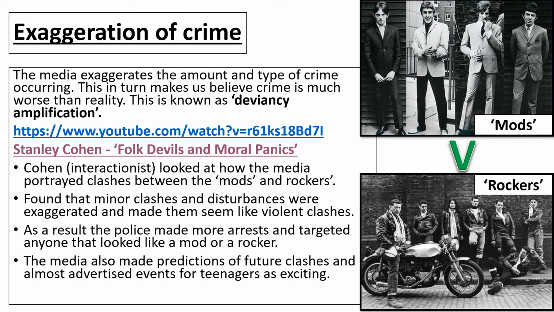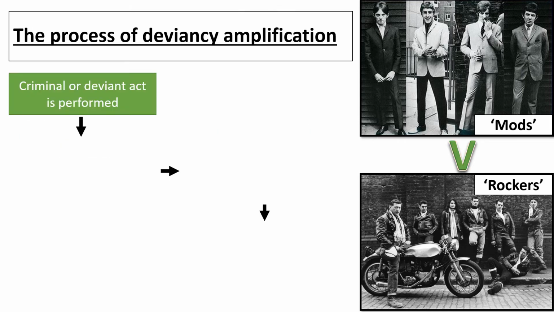The media also made predictions of future clashes, which almost acted like an advertisement for teenagers. They would indirectly advertise that another violent outburst was going to occur. For example, in the clip, it talks about how the newspapers reported that young people predicted the next clash would be in Brighton. So, of course, when the media got wind of this, they went to Brighton to almost find the clash. All it did was advertise this potential fight, and it led more people to join in.